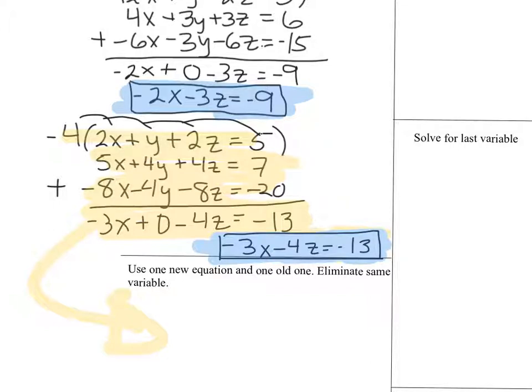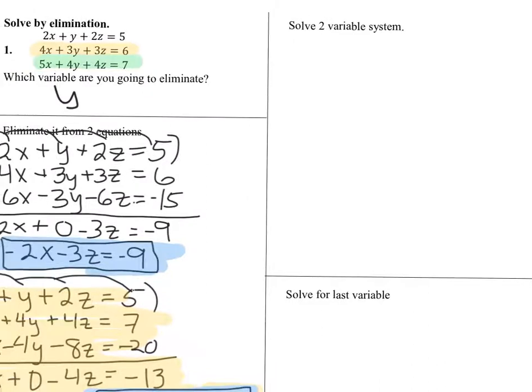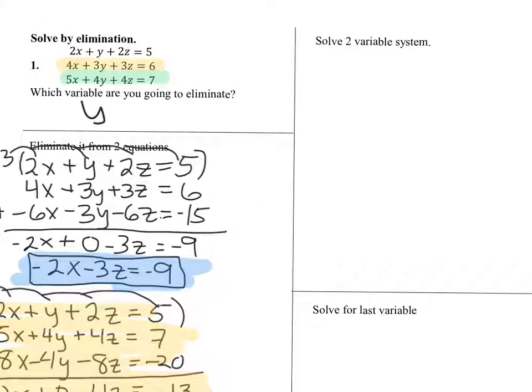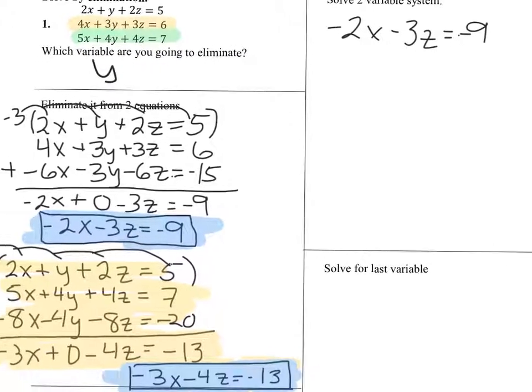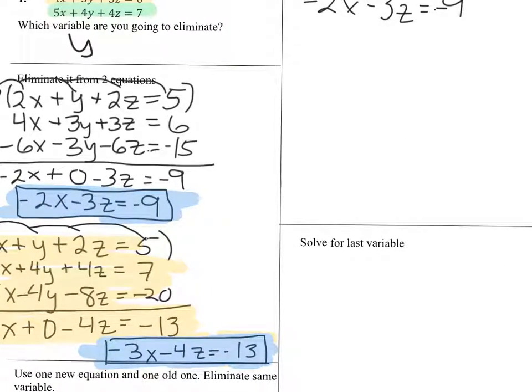So I'm going to go ahead and rewrite them up here in this top box. So I have negative 2x minus 3z is equal to negative 9. And then, let me scroll down a little bit, I've got negative 3x minus 4z is equal to negative 13. Alrighty, so let's come back up here.